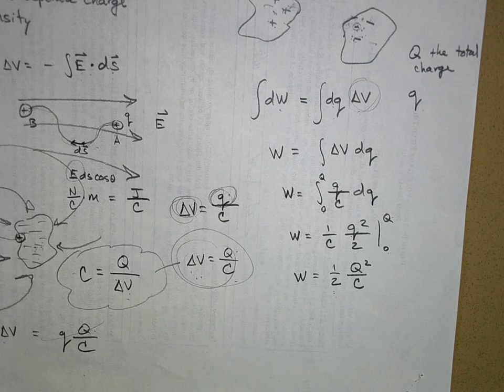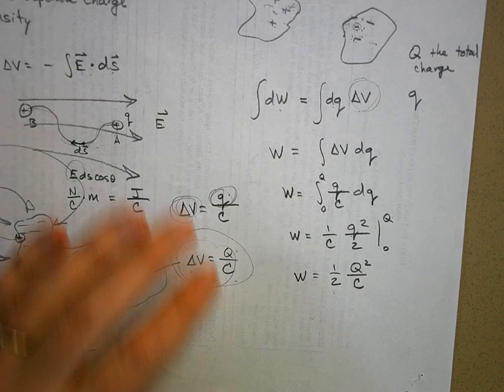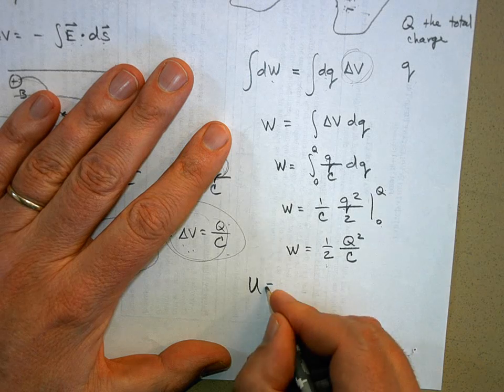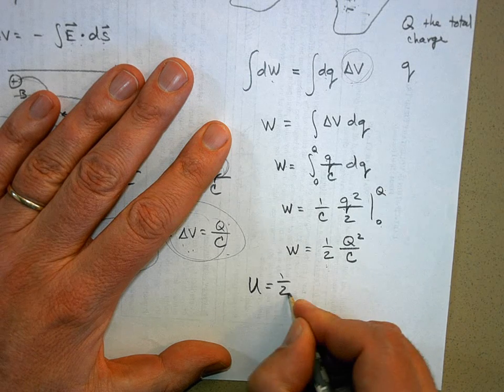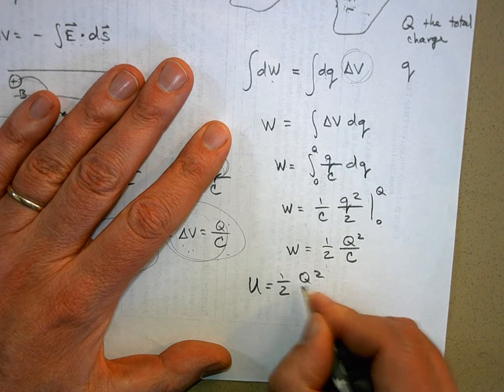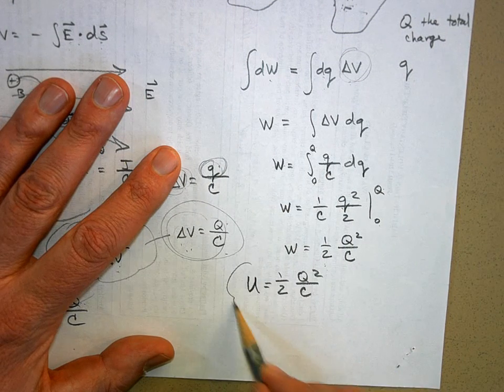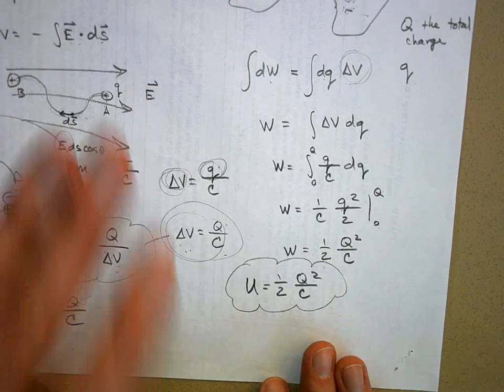We get all that work back when we discharge the capacitor. So, in other words, the charged capacitor is storing energy for us. It's a form of potential energy. So we can say the potential energy, U, stored in a capacitor is equal to 1/2 Q squared over C. And that's the energy stored in a capacitor.